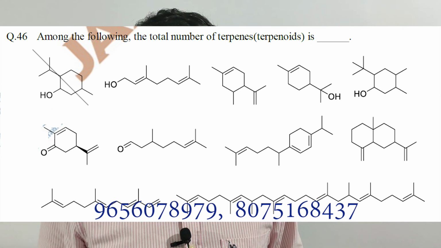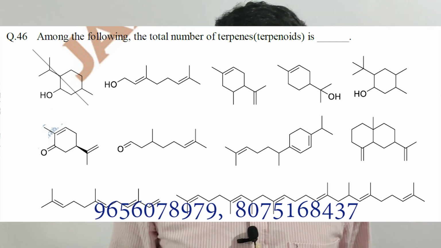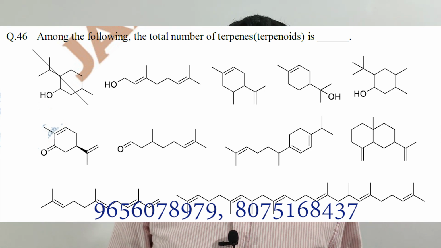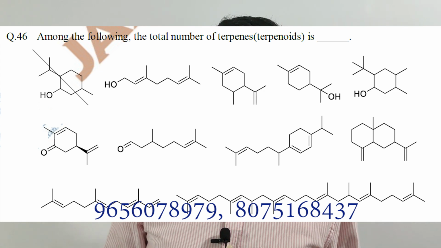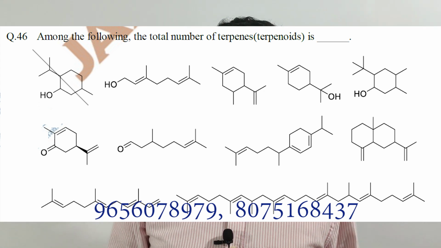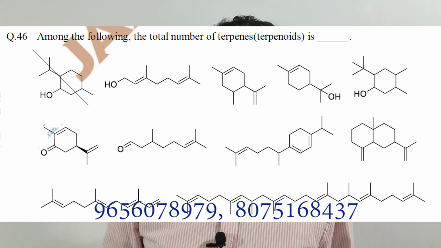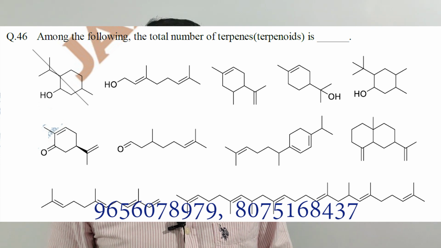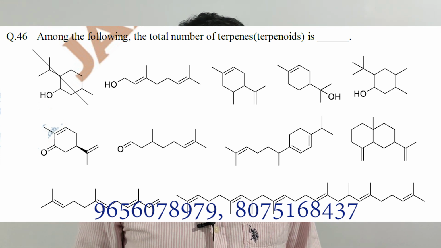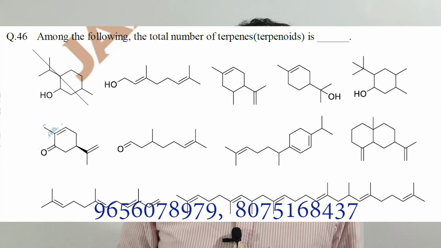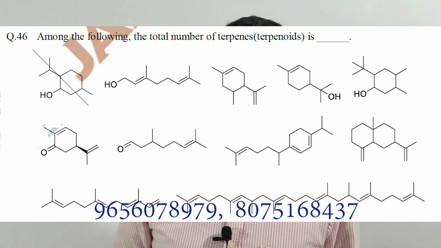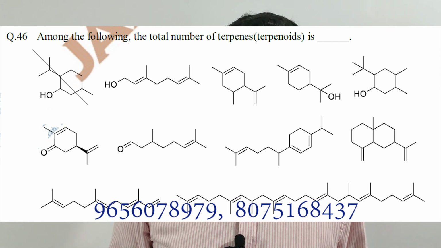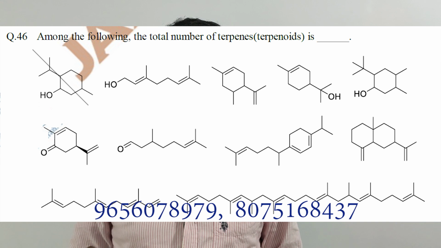Question number 46. Among the following, the total number of terpenes or terpenoids is. Let's see how to solve this. So terpenes or terpenoids will have multiples of 5 carbon atoms. From the molecules given below, how can we find out the number of terpenes? Just count the number of carbon atoms in each organic molecule and divide it by 5. If it is completely divisible by 5, then that will be a terpene. So that is the idea. So let's see how to calculate this one.